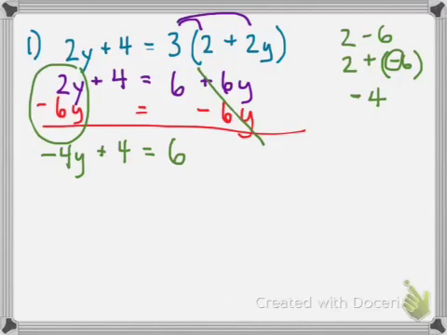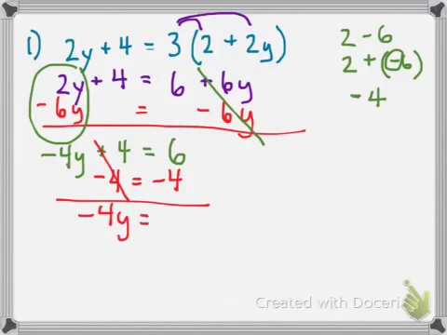And then it looks like any old equation I know how to solve. So I get rid of my constant, subtract 4 from both sides, and I'm left with negative 4y equals 6 minus 4, I know is 2. And then maybe you got tripped up on this, but don't get tripped up. I just divide by my coefficient, which is negative 4.